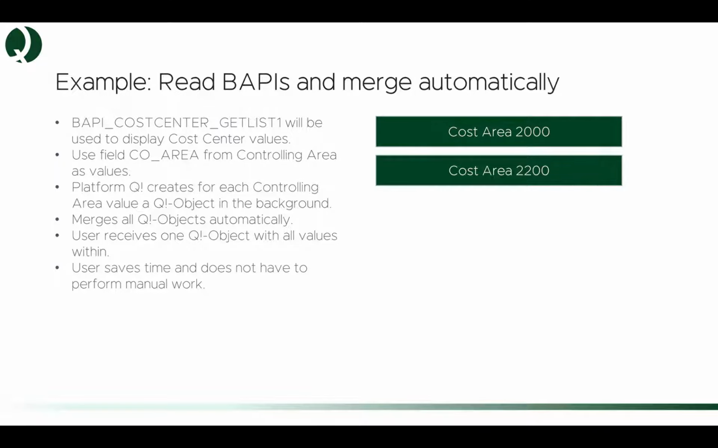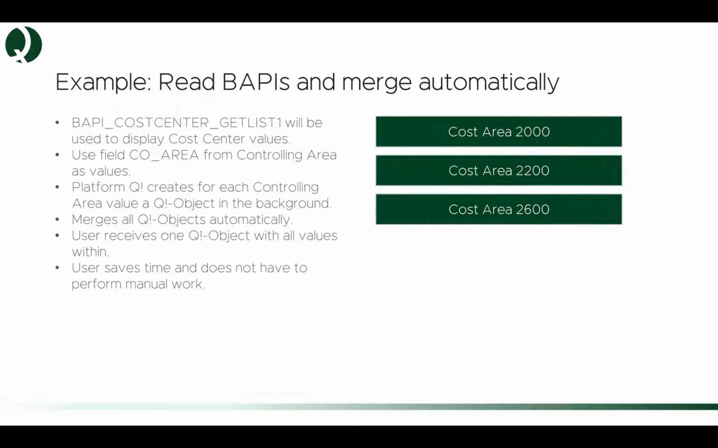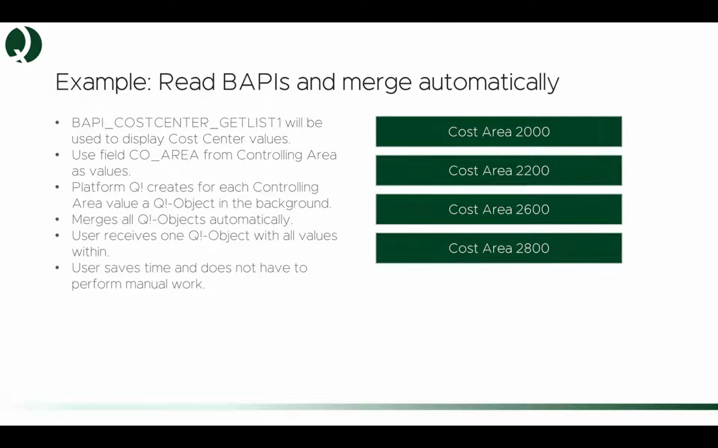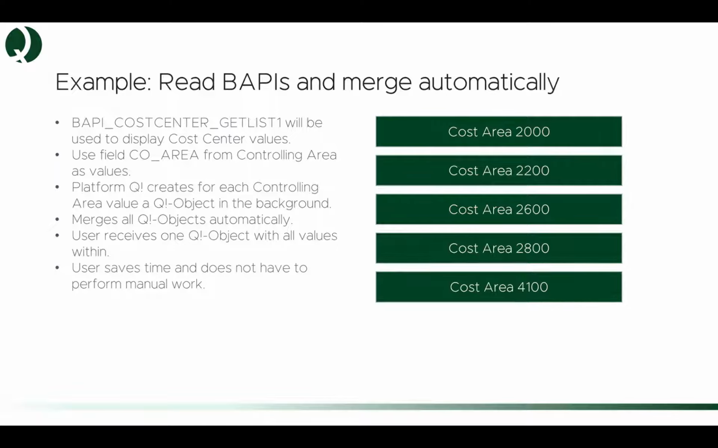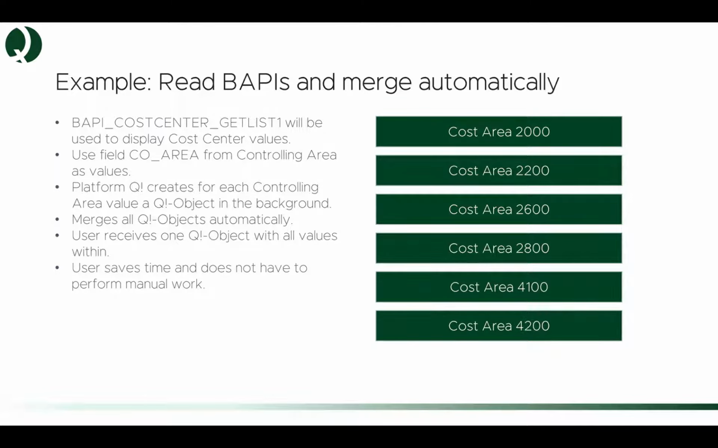Platform Q creates for each controlling area value a Q object. We begin with controlling area 2000 and then we receive a Q object that displays all cost centers of cost area 2000. The process starts all over again for another value, 2200. Continues with 2600 and on and on. The advantage of the user is to save time. Platform Q consolidates all necessary values within one Q object.